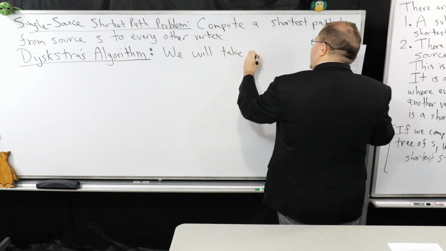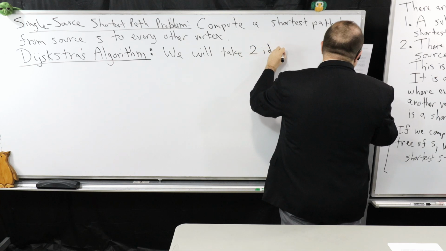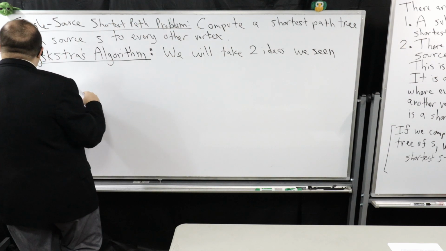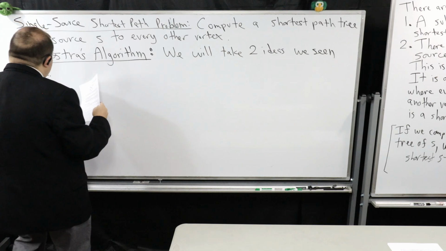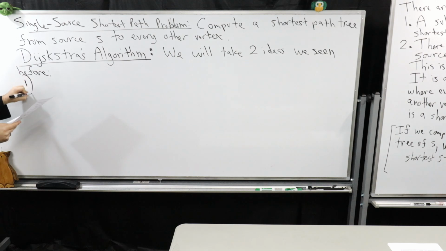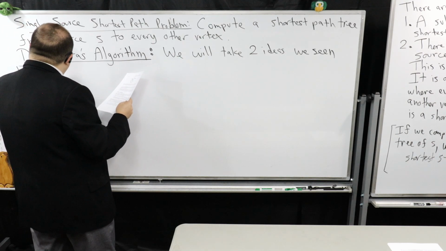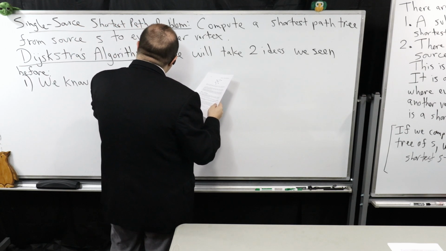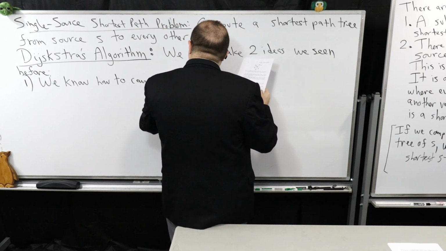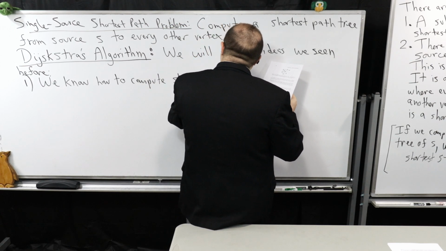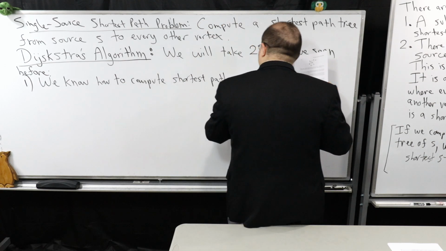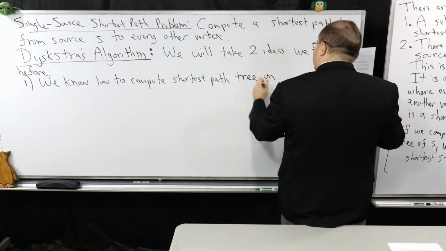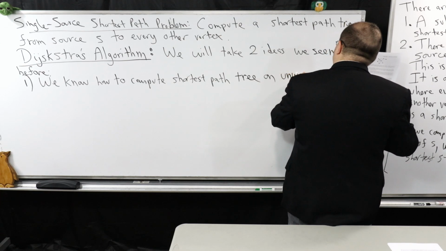We will take two ideas we've seen before. So we're going to take advantage of those two properties I wrote up earlier. So the first idea is that we know how to compute shortest path trees, right? We know how to do that. Maybe we don't know necessarily how to find this one over the more general case. So we're going to need something else to help us with this. So we know how to do this on unweighted graphs. So these are graphs without weights.